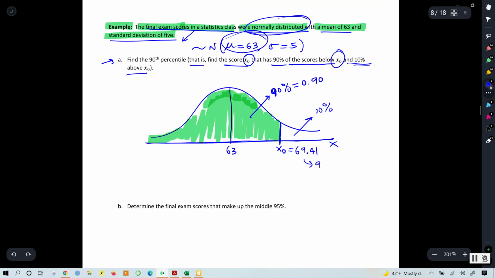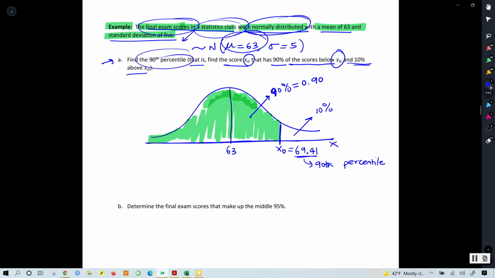This guy is the 90th percentile. In the context of this problem, it means that 90% of all final exam scores in this statistics class was either equal to 69.41 or below.